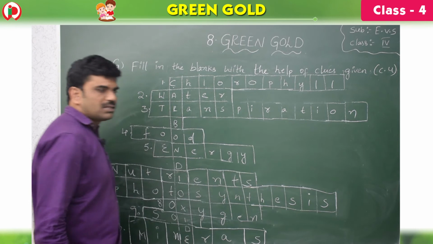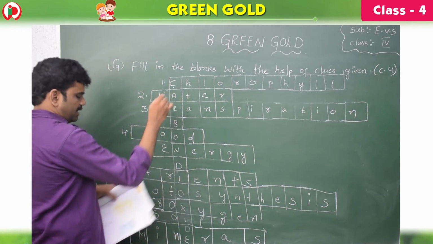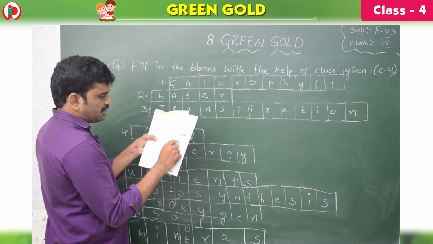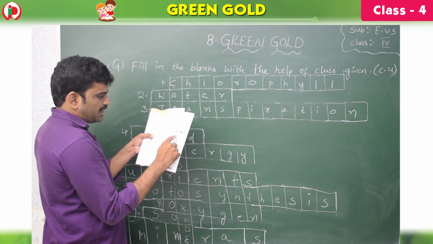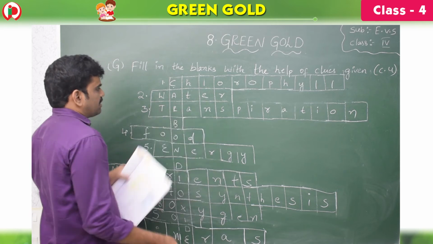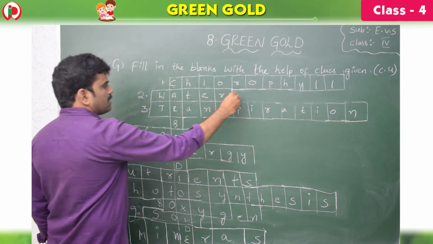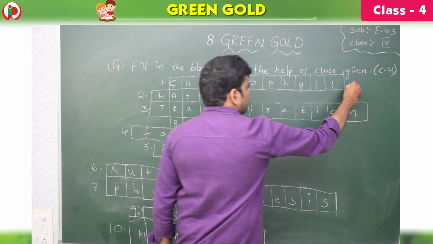CHLOROPHYLL. Okay, children, that is the first one. Second one, actually A is there. So in these letters, where is the A in the second letter? Yes, water. So you just take one left, WATER, water. This is the second one. This is the first one.